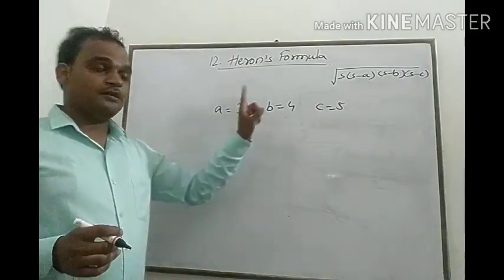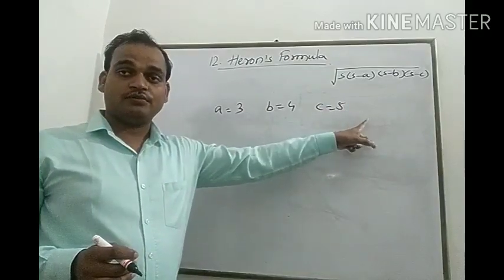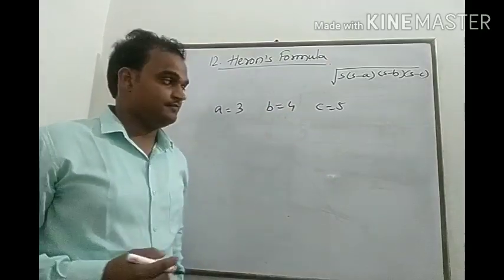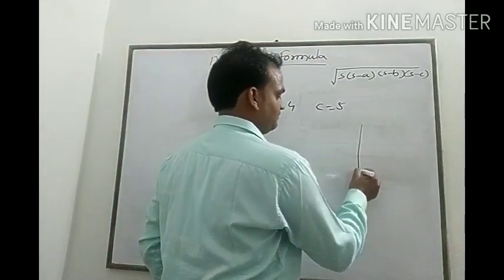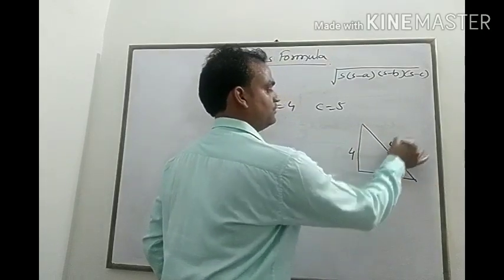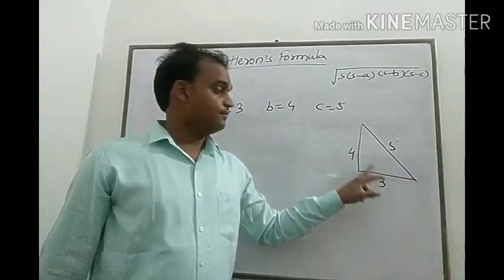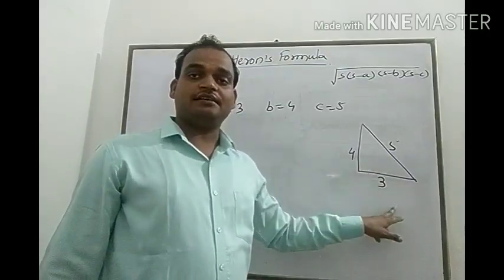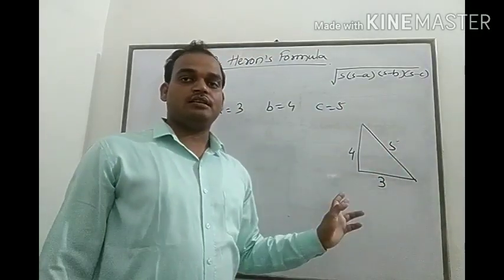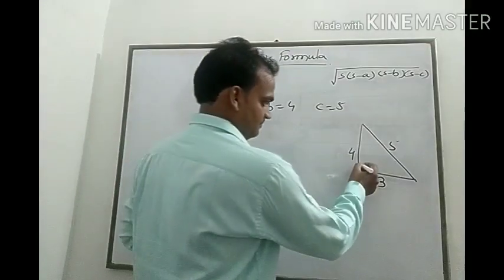Since this is following the Pythagoras theorem, it is a right-angled triangle. If we take this 3 and 4, then this becomes 5. 3 square is 9, 4 square is 16, 16 and 9 is 25, and the square root of 25 is 5. So it also follows the Pythagoras theorem, so it is a right angle triangle.